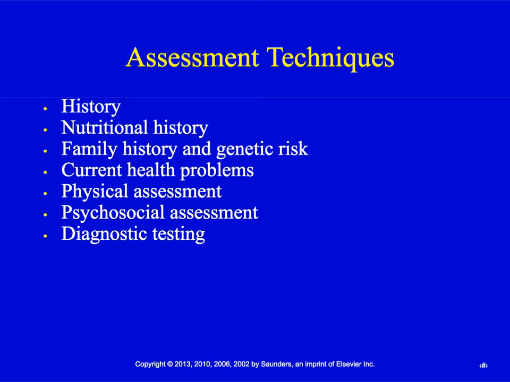We need to know what their age and gender and culture is. A lot of times that can help us. Nutritional history is very important. Are they eating a lot of spicy foods? Are they eating a lot of high fiber foods? Are they eating at all? Things like that. Family history and genetic risk. Of course, if they have a family history of colon cancer, there seems to be a genetic predisposition for colon cancer, so we might be a little bit more worried about that.